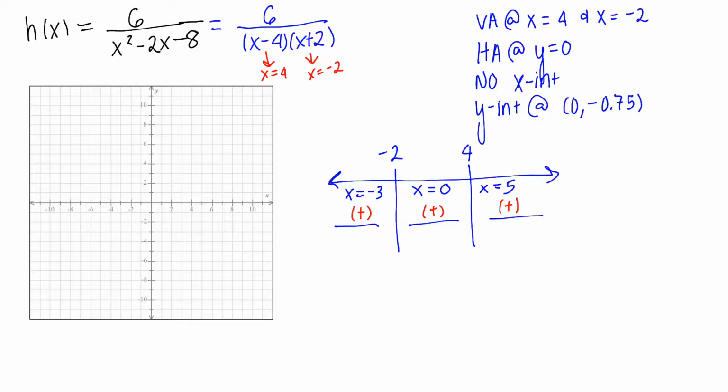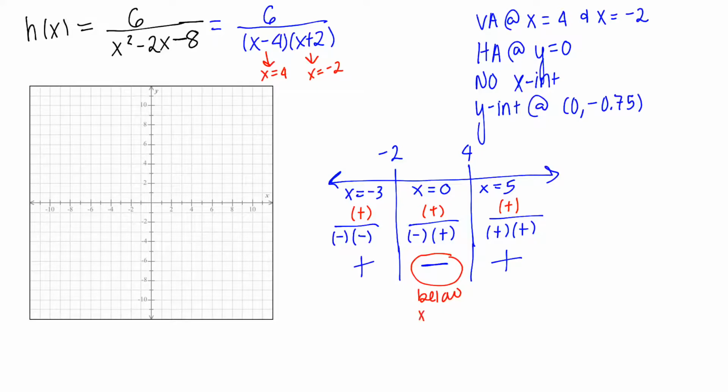Then plugging into the bottom two. Negative 3 minus 4 is negative. Negative 3 plus 2 is negative. Two negatives make a positive. 0 minus 4 is negative. 0 plus 2 is positive. One negative makes a negative. 5 minus 4 is positive. 5 plus 2 is positive. All positives make a positive. So negatives are going to be below the x-axis, and positives are going to be above the x-axis.